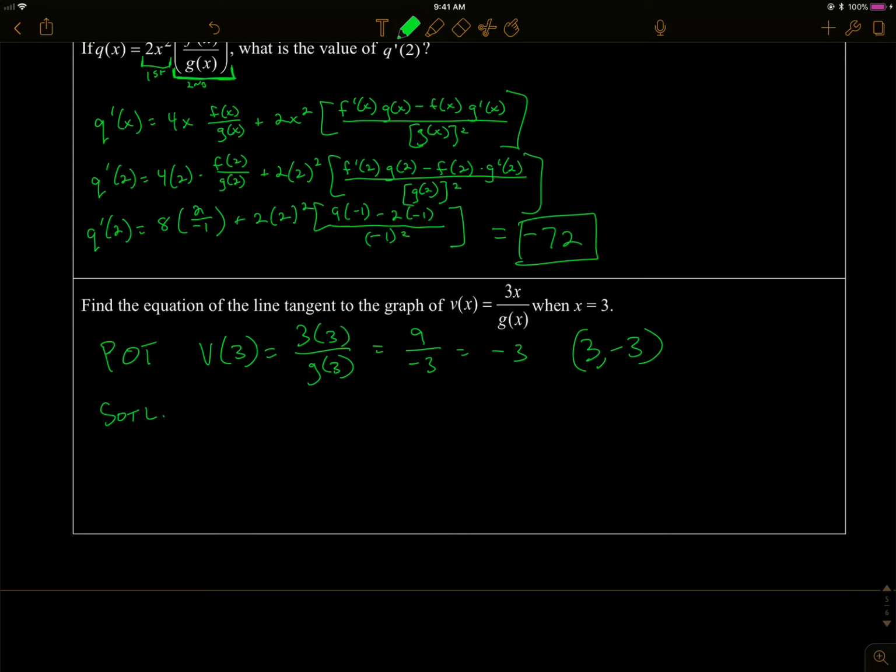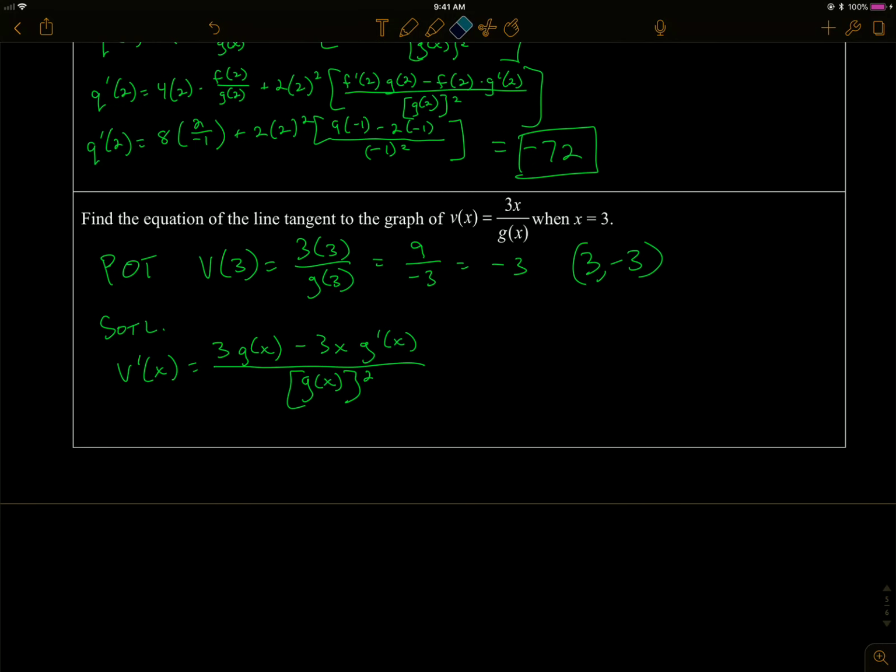Now I need the slope of the tangent line, which means I need the derivative of v. So it's going to be the derivative of the numerator times recopy the denominator, minus recopy the numerator times derivative of the denominator, all over denominator squared. So now I need v prime of 3. I get 3 times g of 3 minus 3 times g prime of 3, a lot of 3's, all over g of 3 squared.